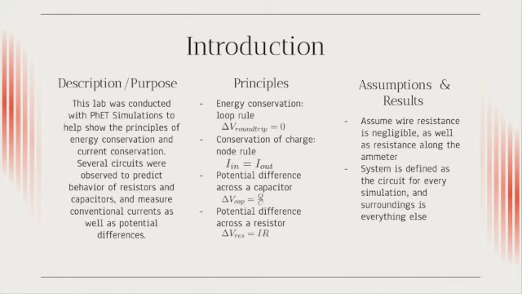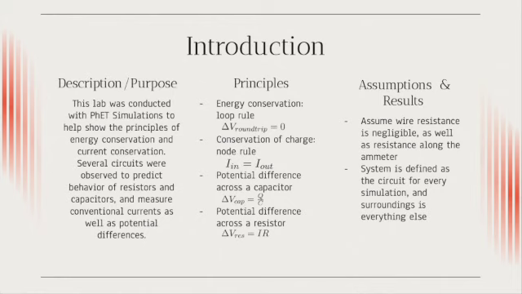The conservation of charge, we will use the node rule, so the current in is going to be equal to the current out. The potential difference across a capacitor is equal to Q over C, and potential difference across a resistor is equal to I times R.